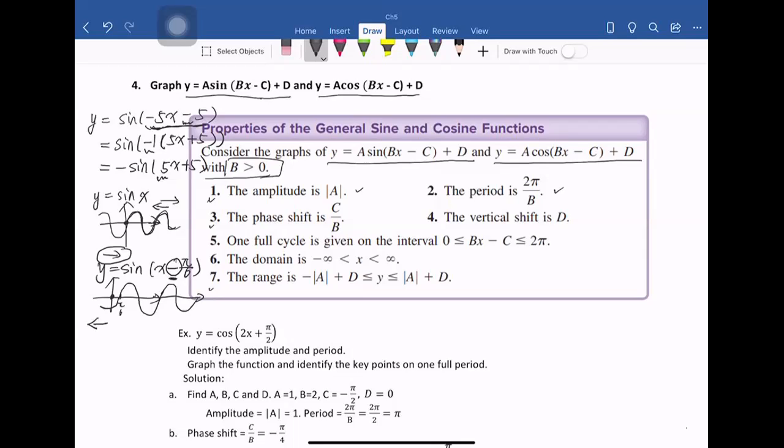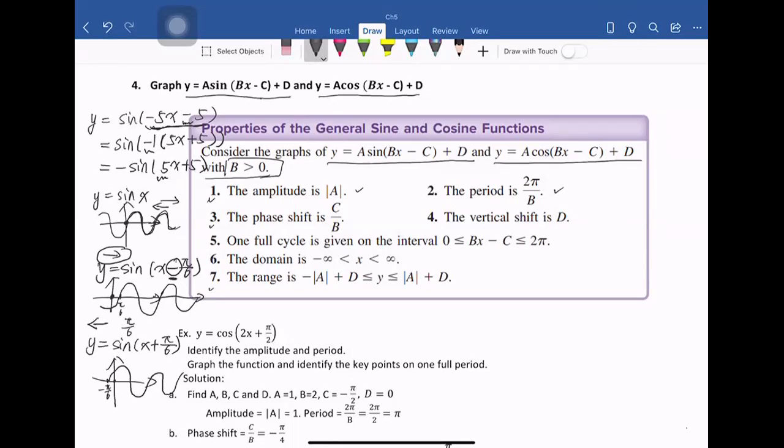If I move to the left pi over 6 unit, the graph looks like this, sine(x plus pi over 6). That means the starting point is not here. The starting point now is here because I moved to the left pi over 6 unit.